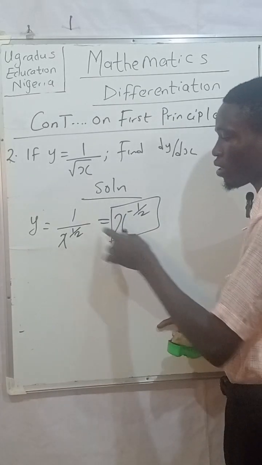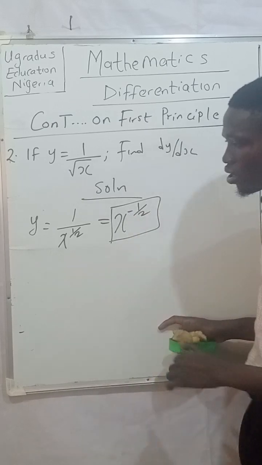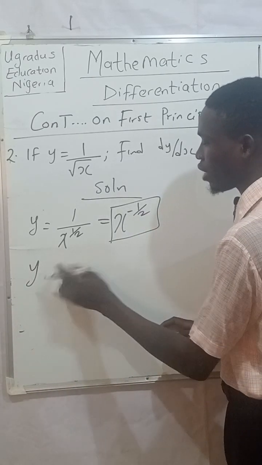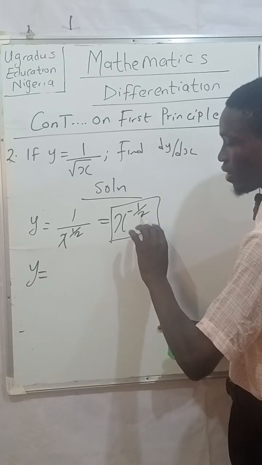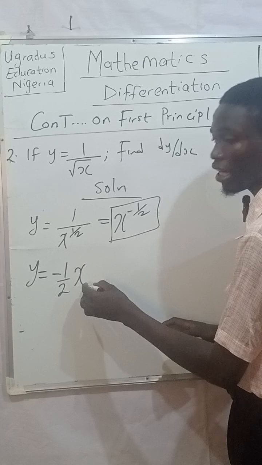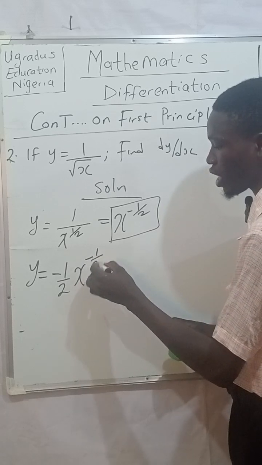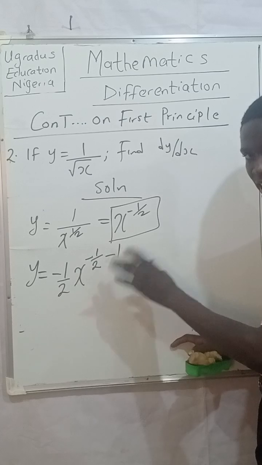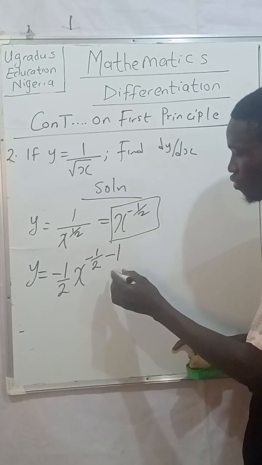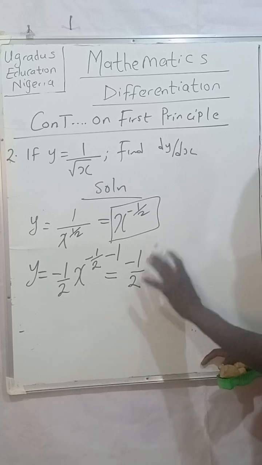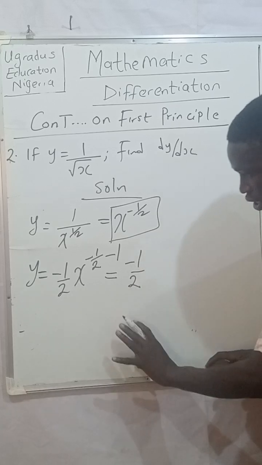Anytime you have 1 over something, you can turn that 1 over to minus. So then you now proceed. But the first thing you are going to do is to bring down the minus as a coefficient. Let this minus half come to the front. So it will be minus half x. Then the next thing you do is to subtract 1 from the power. Just the way the power is negative, leave it like that. Then minus 1 from it. Then the minus 1 over 2 that you made the coefficient just now, just leave it.